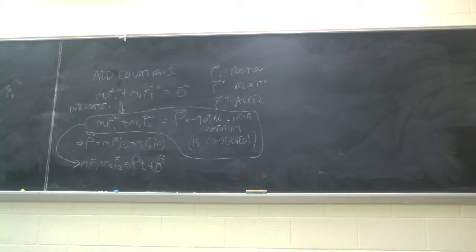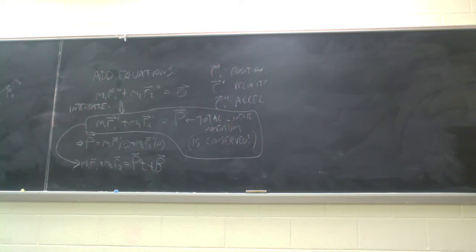What mass times distance? Nothing special, really. So B is just a constant, yeah, it's just a constant vector, which would be obtained from the initial positions. Actually, well, okay, mass times position by itself doesn't have any particular meaning.